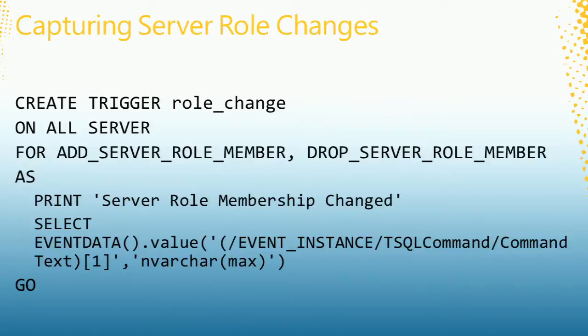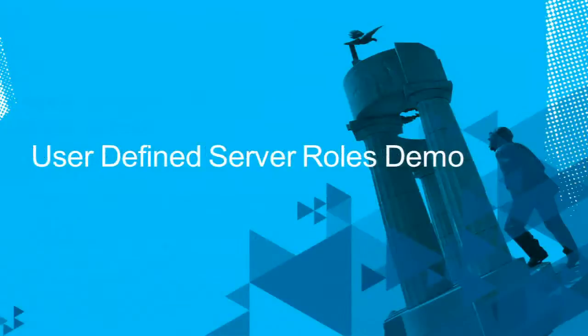So if you want to capture those server role changes, that's going to be done through a trigger. So just do a create trigger on all server. We want to capture for the add server role member and drop server role member objects. And in this case, I'm just going to return X event data back to the screen just to show what's going on. You could obviously capture that however you saw fit.